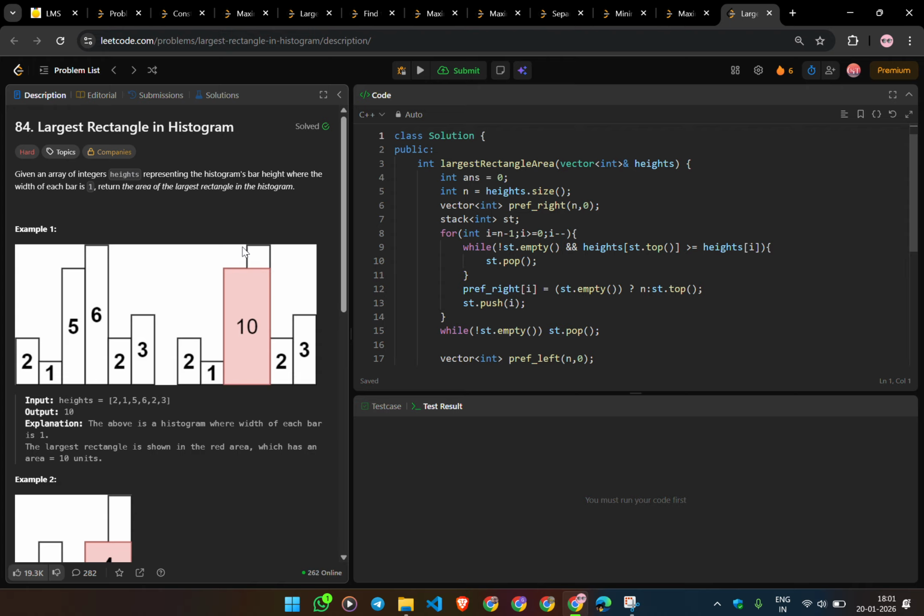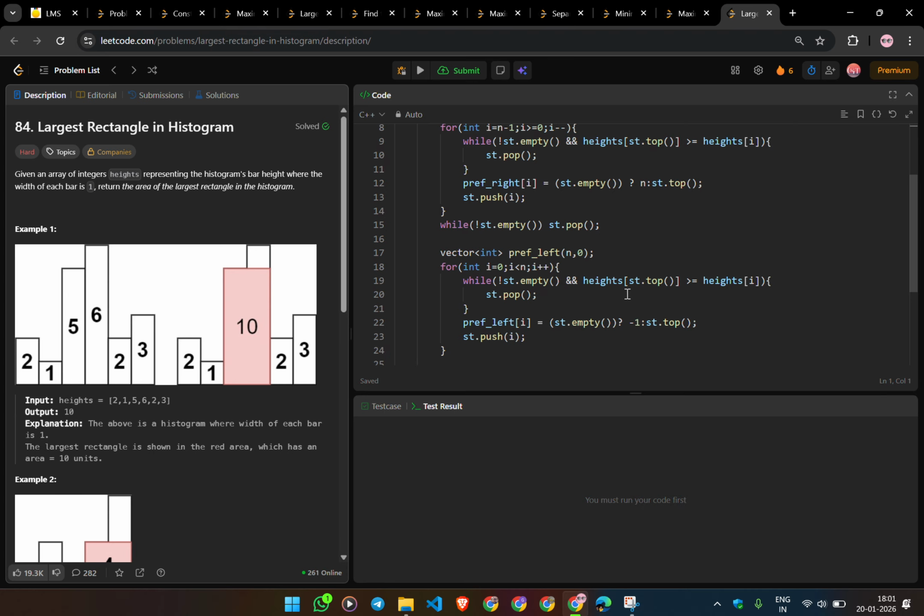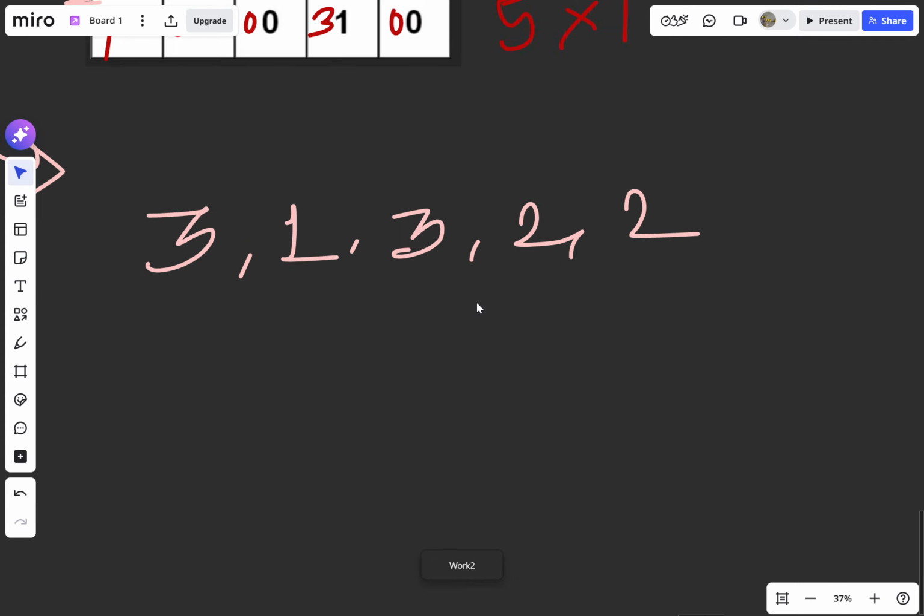So you have to solve that question first. After solving it, I will discuss how to solve this question. It will be similar to that one, so you will know how to approach this question too. This question belongs to the topic of the monotonic stack. We have to use prefix again here.